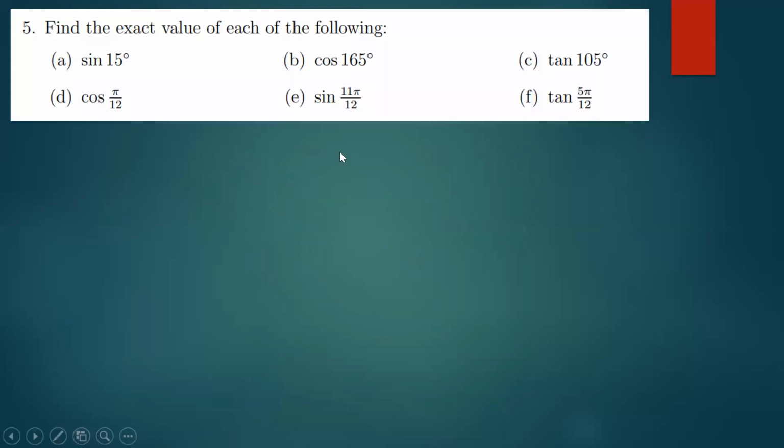Let's quickly start. We ended on question 4, so today we're starting with question 5. Question 5 is asking us to find the exact value of each of these trigonometric ratios. This is something that I believe is going to be easy and simple for us because of question 4.